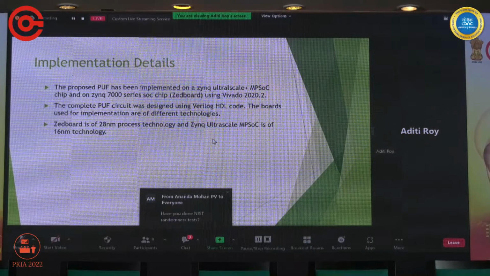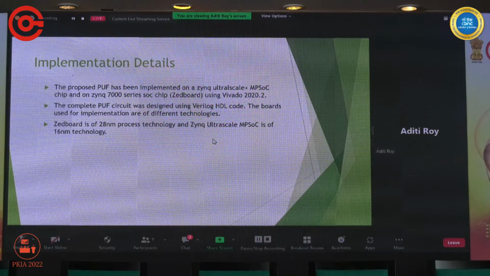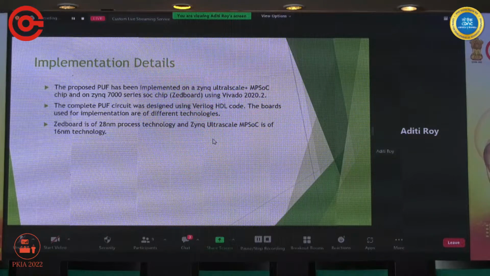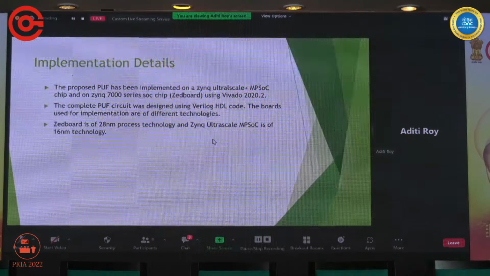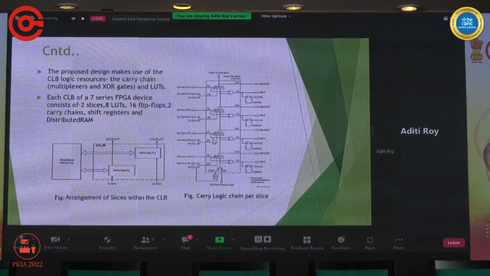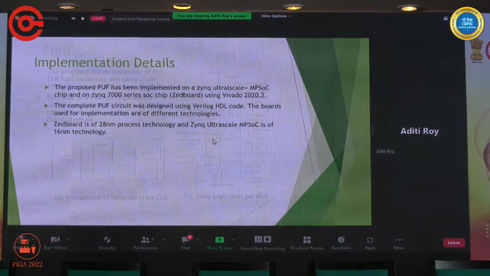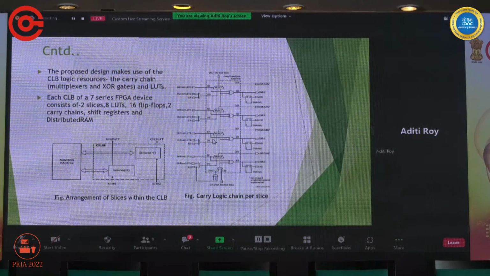And the MPSoC board has multiple cores, including real-time processing processors, and has applications of next generation advanced driver assistance system, 5G wireless, and industrial IoT. The complete PUF circuit was designed using Verilog HDL code, and no routing or placement constraint was needed in this design. So we have no constraint of fixed placement or routing.